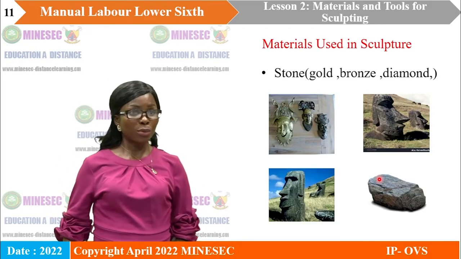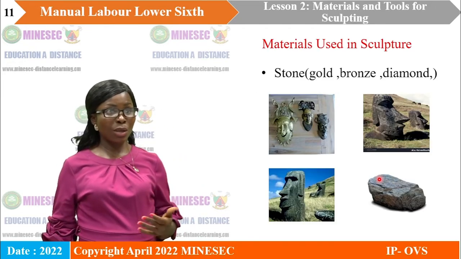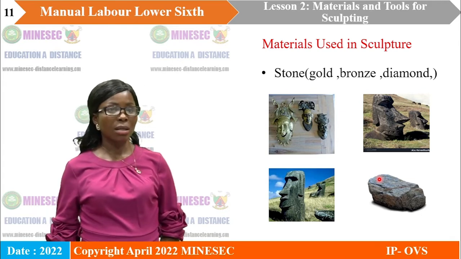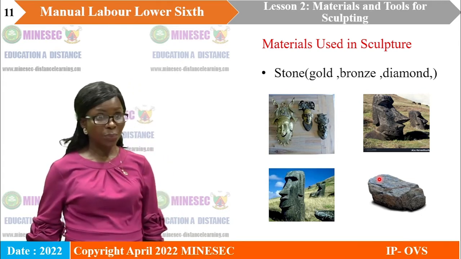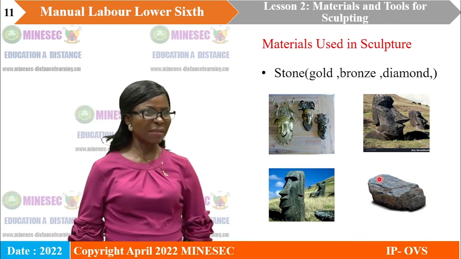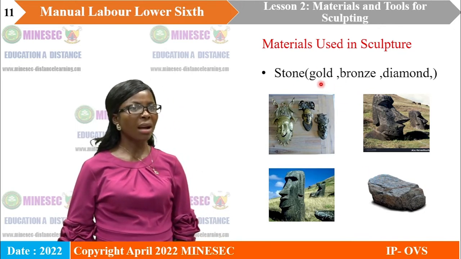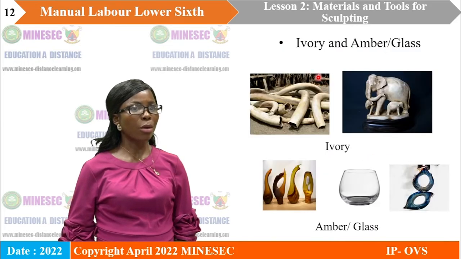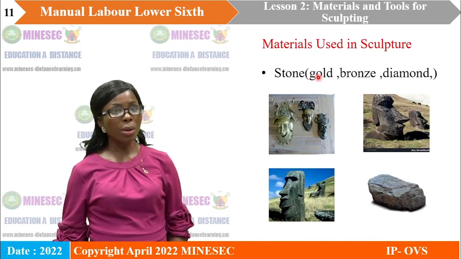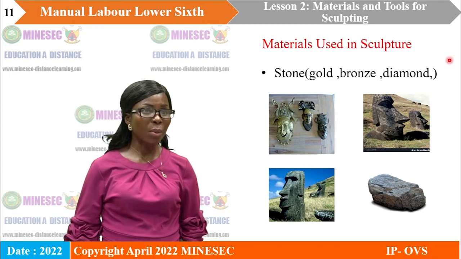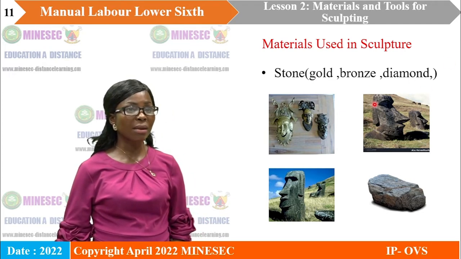We will now move to materials used in sculpture. We'll begin with the first material, and the first material we have here is stone. We can have stone characterized by gold, bronze, and diamond. We have stones with all these characteristics.